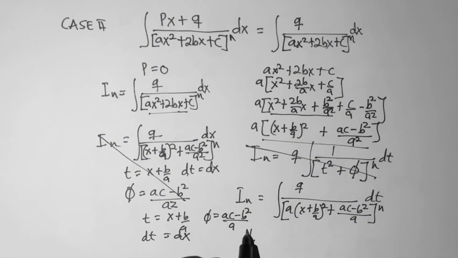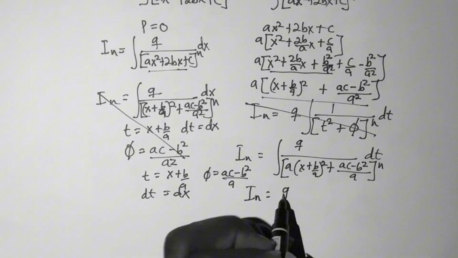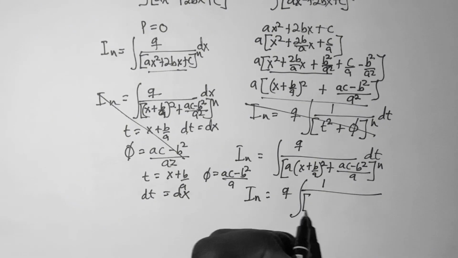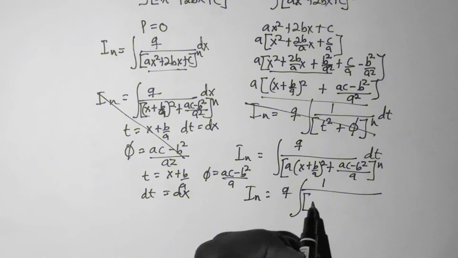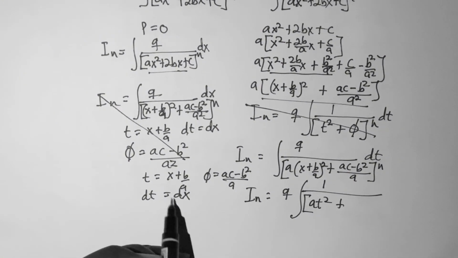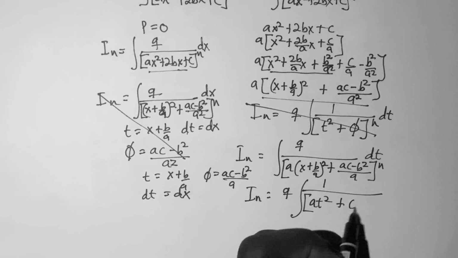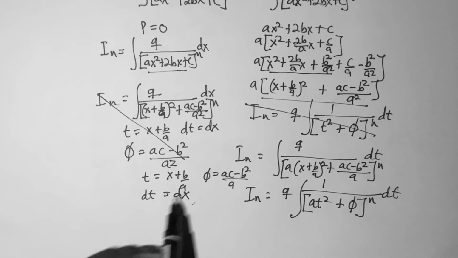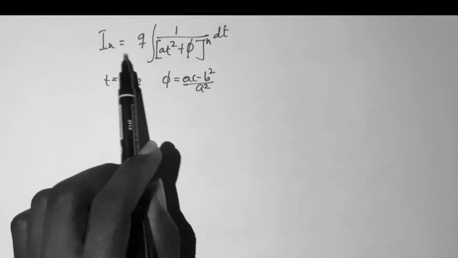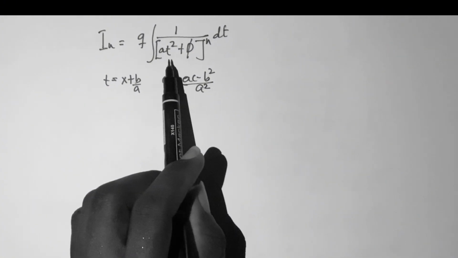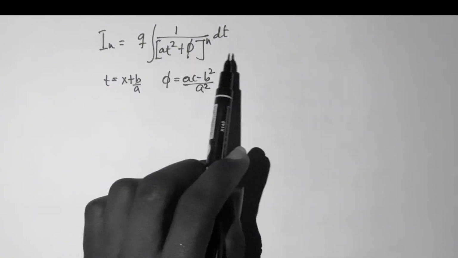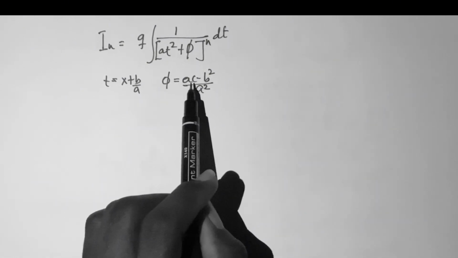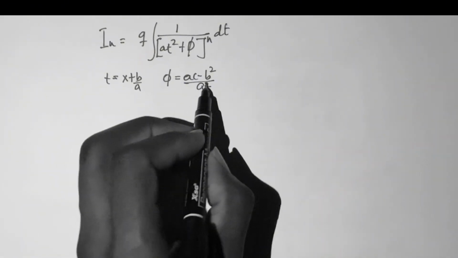So this integral I of n can be reduced by factorizing q out because it is a constant: the integral of 1 divided by (at squared plus phi) all exponent n dt, because dx is equal to dt. So the point we reached was I of n equals q times the integral of 1 divided by (at squared plus phi) exponent n dt, where t is equal to x plus b over a, and phi is equal to (ac minus b squared) over a.